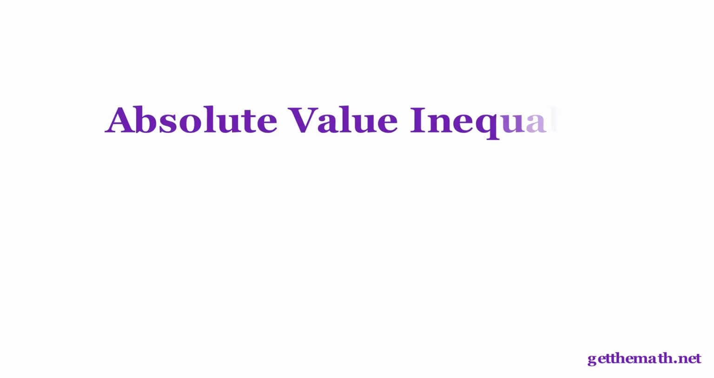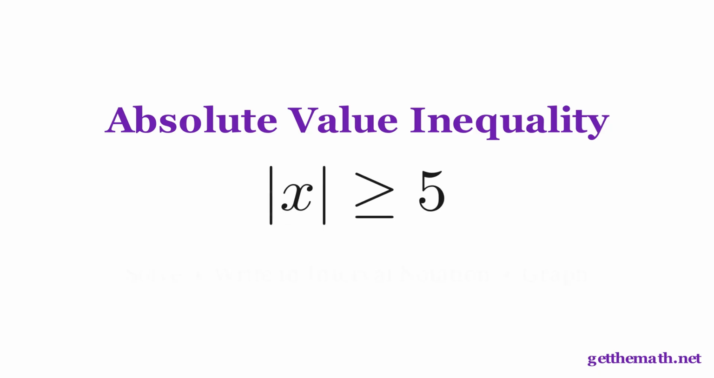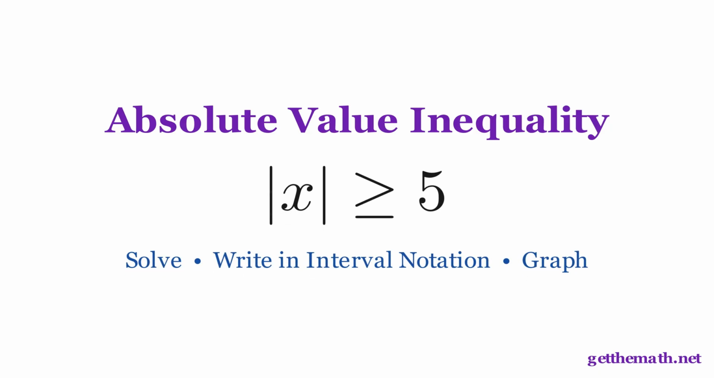Today we are solving an absolute value inequality, writing the answer in interval notation, and graphing the solution on a number line. The inequality is, the absolute value of x is greater than or equal to 5. Our three goals: solve it, write the answer in interval notation, and graph it.